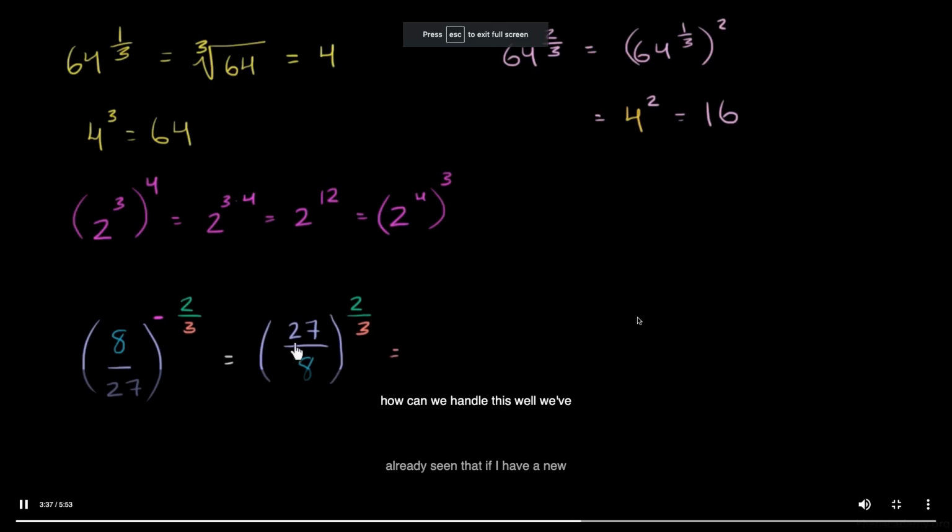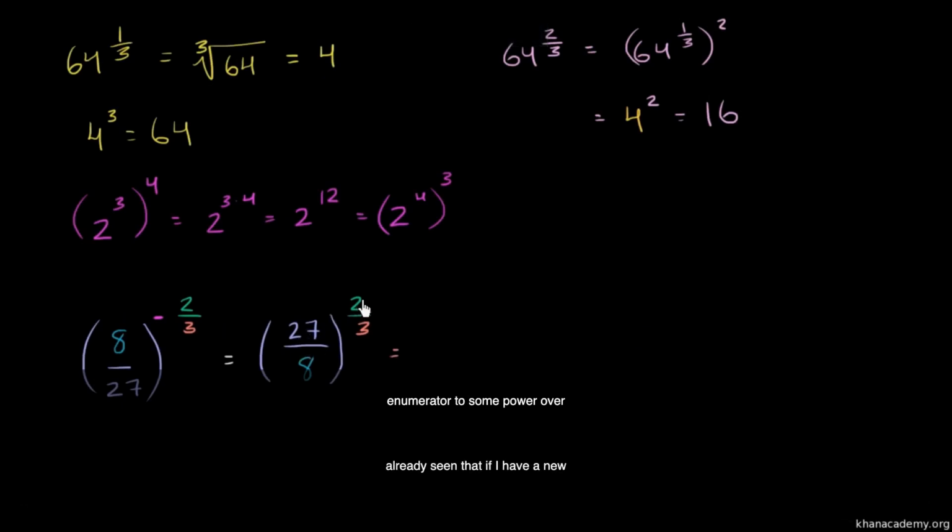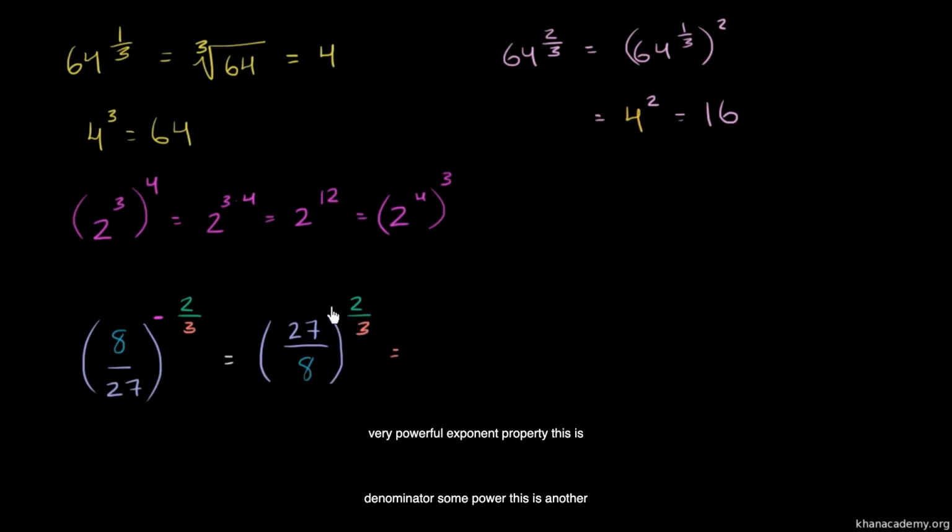Well, we've already seen that if I have a numerator to some power over a denominator to some power, this is another very powerful exponent property. This is going to be the exact same thing as raising 27 to the 2/3 power over 8 to the 2/3 power. Notice, if I have something divided by something and I'm raising the whole thing to a power, I can essentially raise the numerator to that power over the denominator raised to that power.